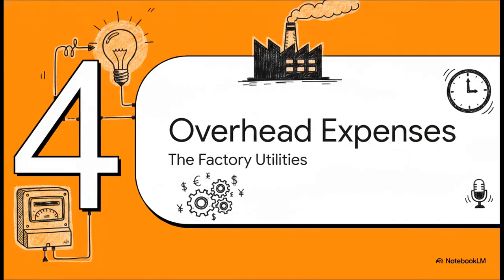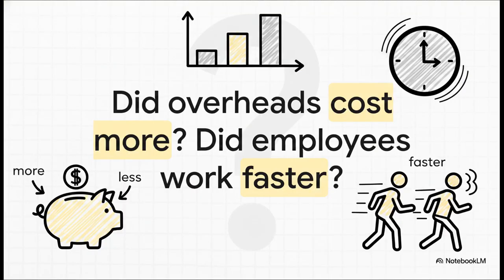Section 4. Unpacking overhead expenses, the factory utilities. Now we shift our focus to the unseen costs. The overheads. These are the expenses keeping the lights on and the machines running.